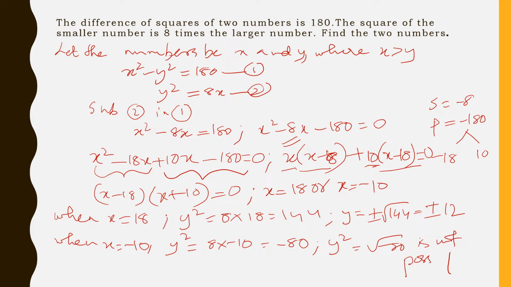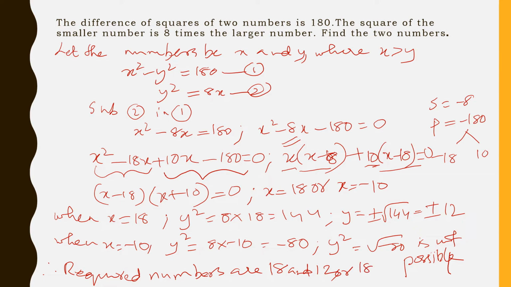So what we can do here is, we can write, therefore, the required numbers are 18 and 12, that is x is 18 and y we are getting as 12, or we can write 18 and minus 12.